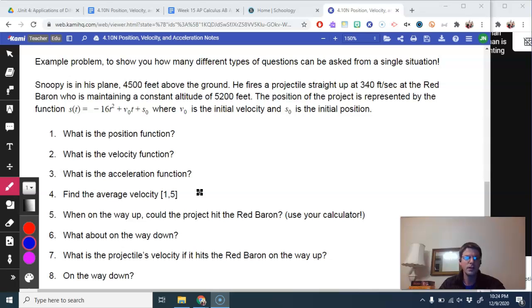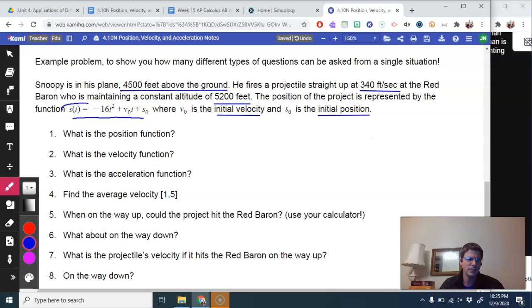So Snoopy in his plane is 4,500 feet above the ground. He fires a projectile straight up at 340 feet per second at the Red Baron, who is maintaining a constant altitude of 5,200 feet. The position of the projectile is represented by the function, and here's the function we're going to use, where v sub 0 is the initial velocity, and s sub 0 is the initial position.